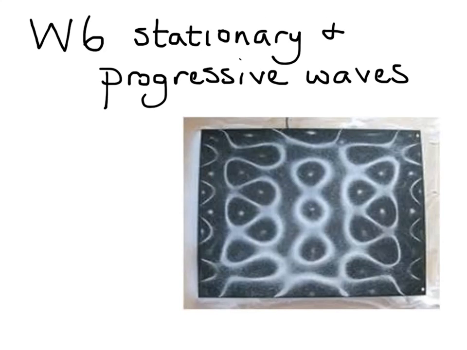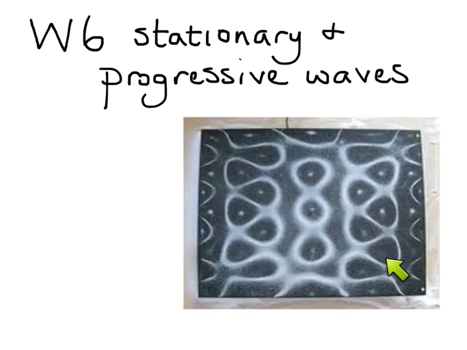W6, stationary and progressive waves. The photograph here is of something called a Chladni plate, which is a large sheet of metal. It's attached in the middle to a vibration generator, which is shaking the whole thing up and down very, very fast. And the white stuff you can see is salt or sugar sprinkled on top.